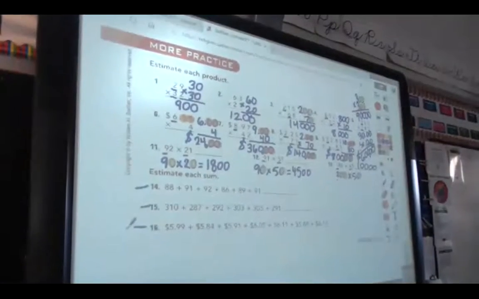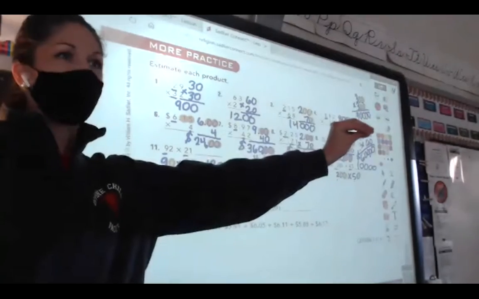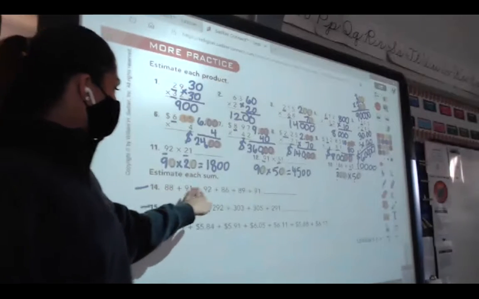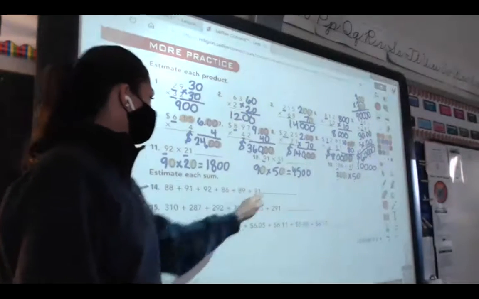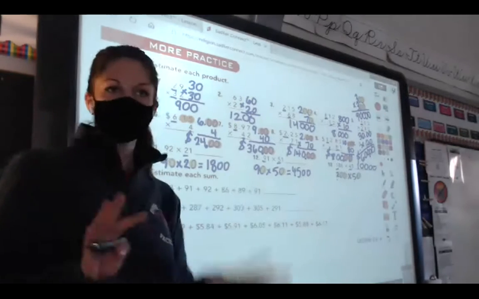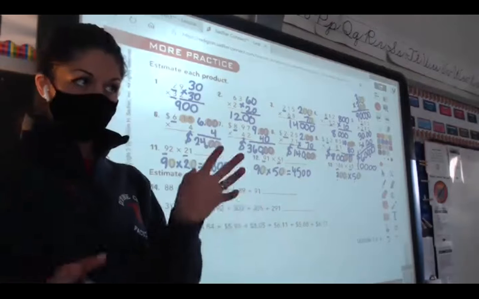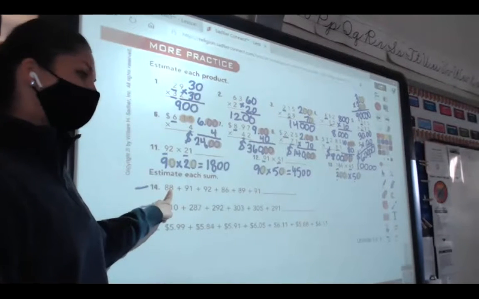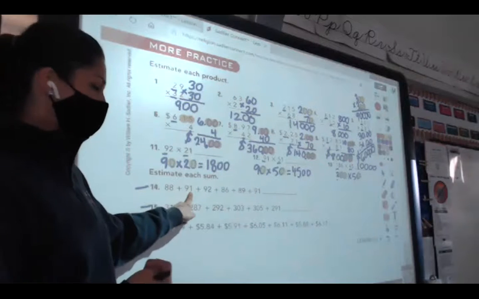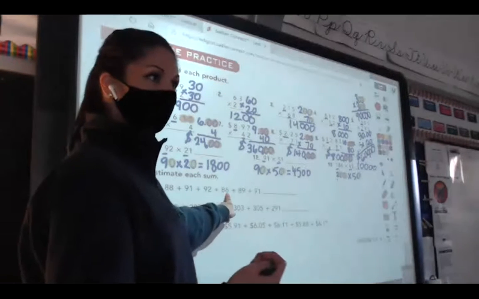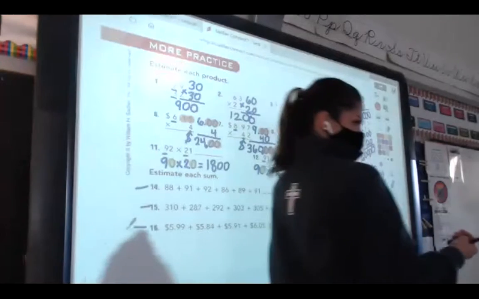Okay, so for 14, 15, 16, guys, you're going to scan through those add-ins and say, if I were rounding these, would they be closer to 80 or 90? Which would they be closer to? 90. They would be closer to 90 as a group, right? 88 would round to 90. 91 would round to 90. 92 would round to 90. 86 would round to 90, right? How many of these do I have?